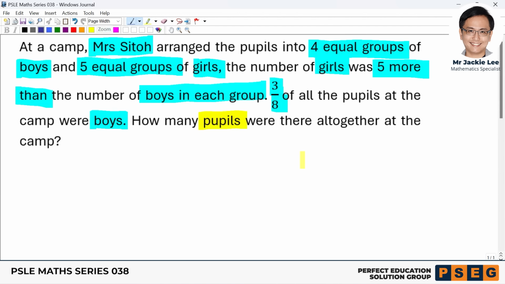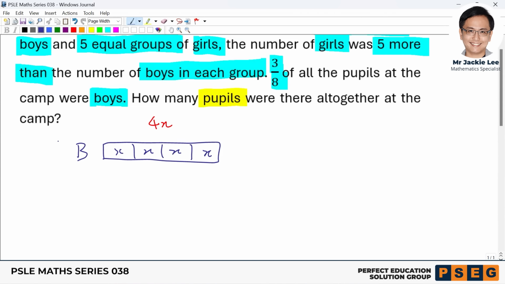Okay, so what we do now is, for the boys, let's say 4 equal groups, right? So let's say each group we have x. So we have something like this. All these are x, x, x, x. So collectively, these are 4x, right? Then for the girls side it will be like this. We have 5 groups. And each group will have 5 more students than the boys. So we'll end up like this, perhaps.